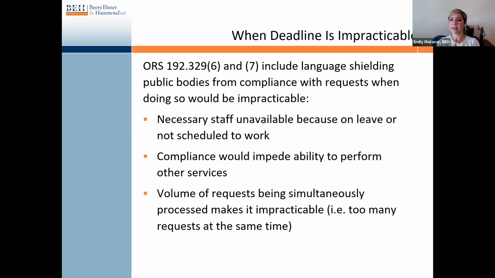It's not like Sally normally handles your request and she's out today. That wouldn't qualify. The second is that compliance would impede the ability to perform other services, meaning the public body's ability to perform other services. The third is that the volume of requests being simultaneously processed makes it impracticable, so you have too many requests or too many large requests all at the same time. Now, the public body carries the burden to demonstrate that one of these exceptions applies. And remember, this is appealable, so you'll be carrying the burden to demonstrate it to the district attorney's office. These exceptions to the 15-day rule are intended to apply narrowly, either to very small public bodies or in unusual circumstances.